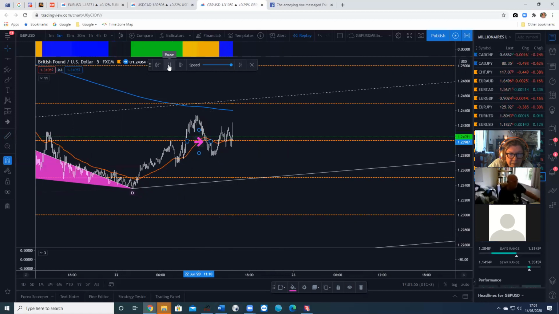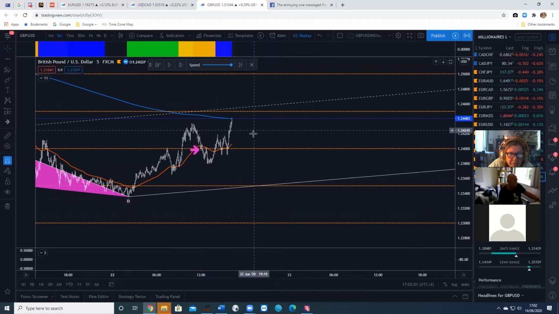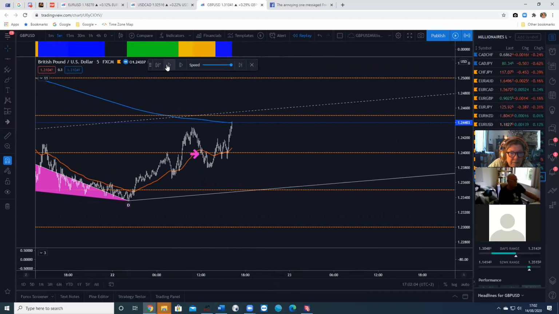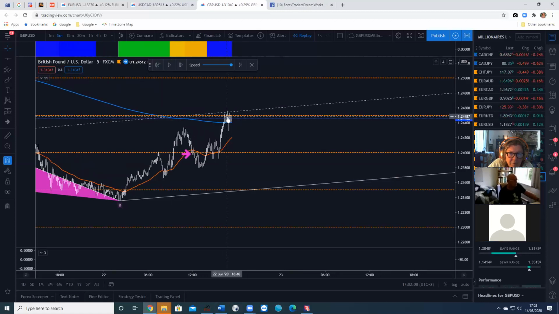Then we go again. 2 rejections off quarter theory and the 62 curling up. Comes to test the 15-minute. Comes right up to one of our favorite areas, quarter theory and pitchfork together, and rejects it. So both saying sell, but the 62 saying buy. So no trade for us at the moment until that 62 curls round in our direction.